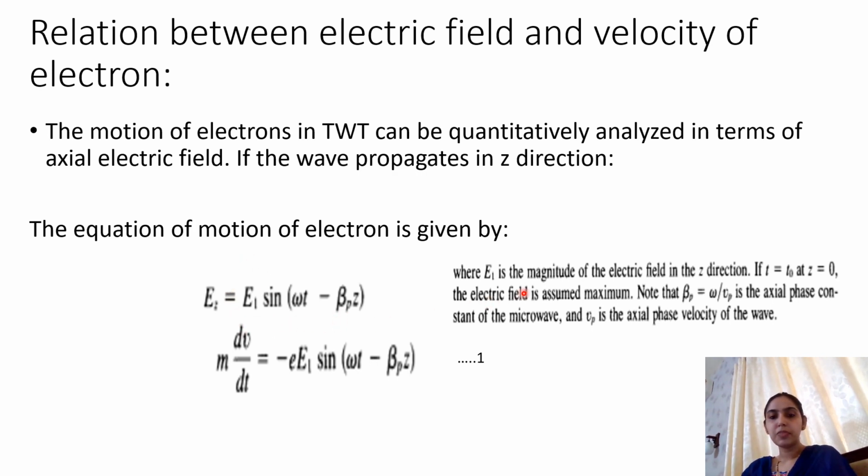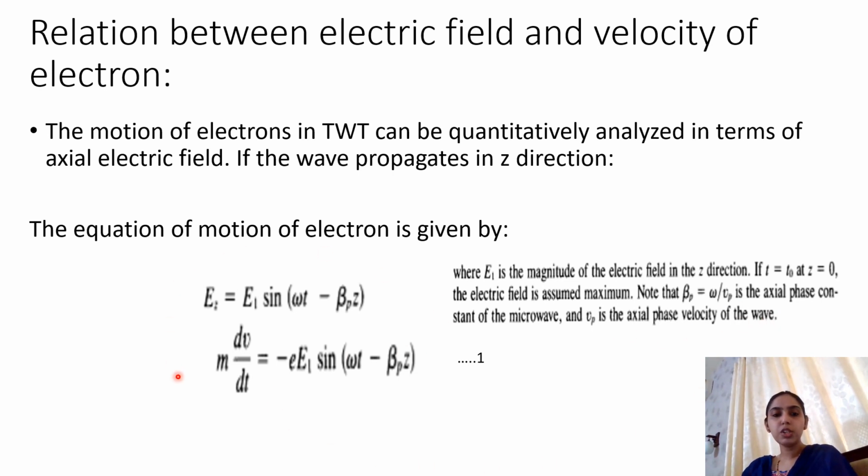E1 here is the magnitude of the electric field in the Z direction. Say at time t = t0 and at z = 0, that is at the initial position or at the initial time, our electric field is assumed to be maximum. That is, E1 here represents the maximum electric field. We know what βp is. It is the phase constant of our microwave. It can also be represented as ω/Vp, where Vp is the axial phase velocity of the wave.